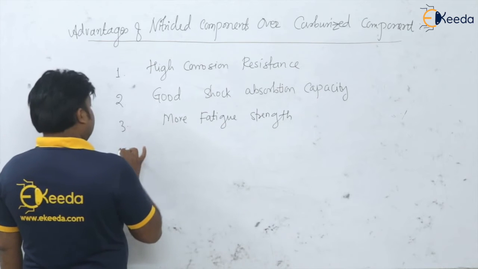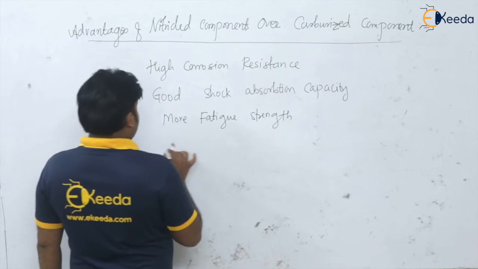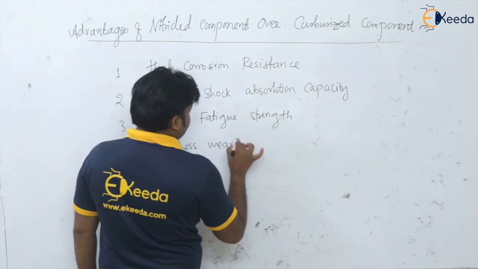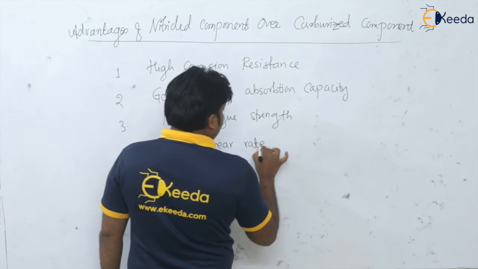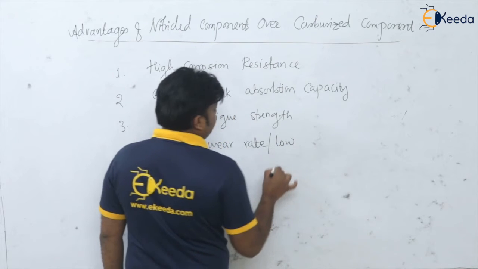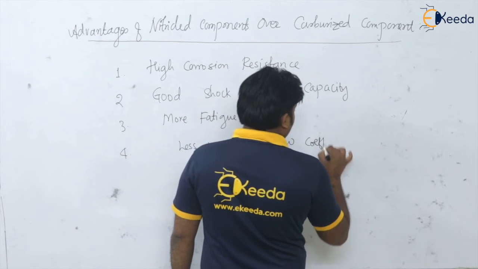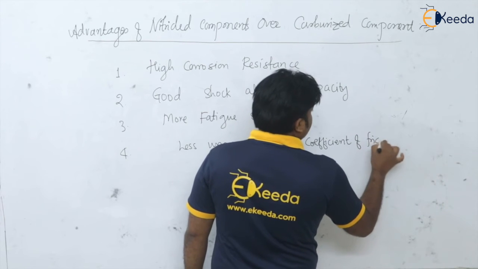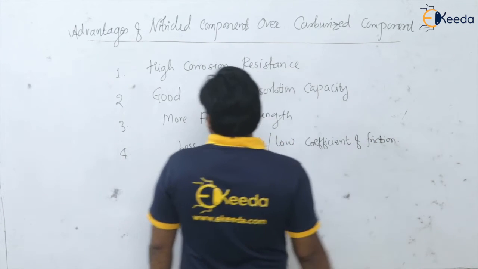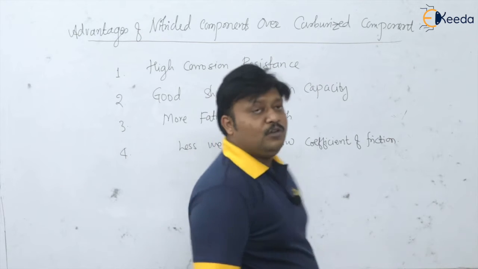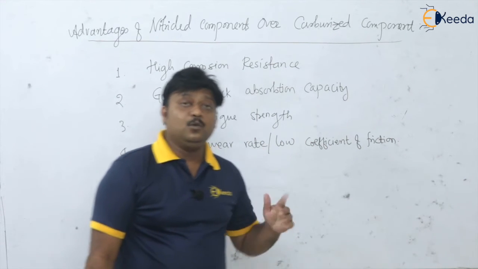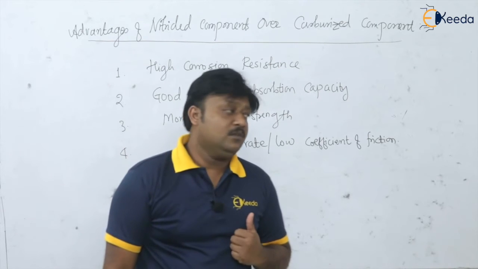Then they have less wear rate, or low coefficient of friction, isn't it? So these are certain important advantages that the nitrided components have over the carburized components.